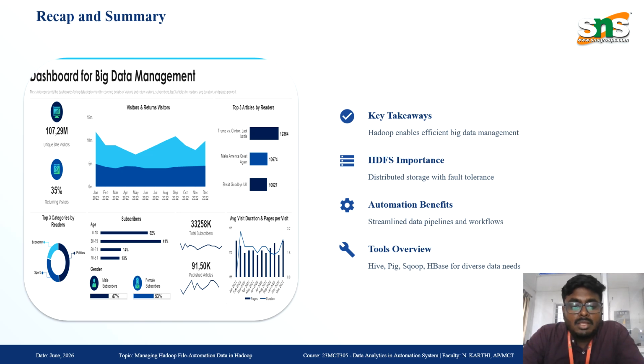And to wrap up, Hadoop is a powerful framework for managing big data at scale. We saw how HDFS provides distributed fault-tolerant storage. We understood why automation is essential from ingestion to orchestration. We explored the key tools like Hive, Pig, Sqoop, and HBase that power this ecosystem. The key takeaway for your exams and projects is that Hadoop's strength lies in combining distributed storage, automated workflows, and a rich tool ecosystem to handle data at scale.